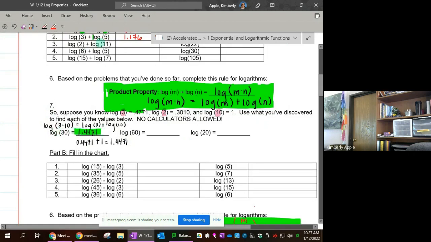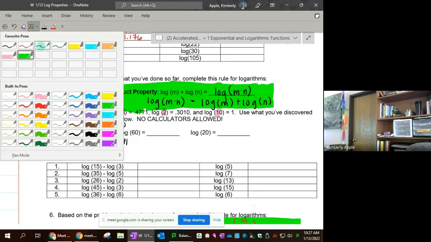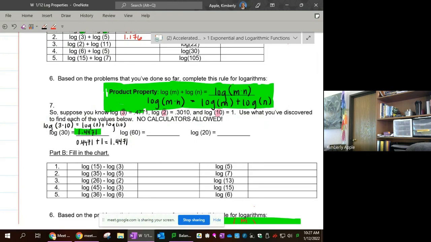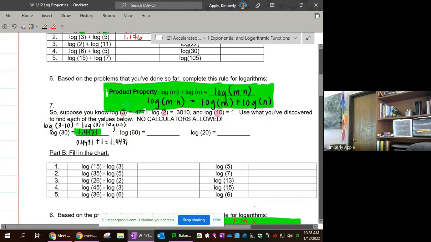Let me use a different color so it doesn't run together. So the next one, we're using the product property. So I want to write 60 as a product. Remember, the product is 2 numbers multiplied together, and these are my choices. So why am I restricted to those numbers in this case? Because those are the ones you have values for. That's the only reason. Those are the values I gave you, so you have to use those because you don't have a calculator. So what combination of multiplication of these numbers will give me 60?